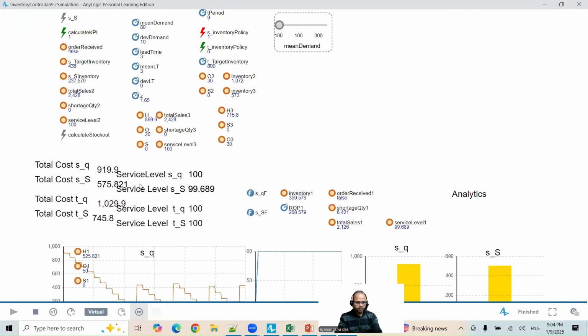So we see that there is a significant improvement in the service level of the SS policy, with the SS policy still being the best policy, having the least cost. So in this way, we experimented and saw that if we increase the target inventory for the SS policy, it improves the shortages.